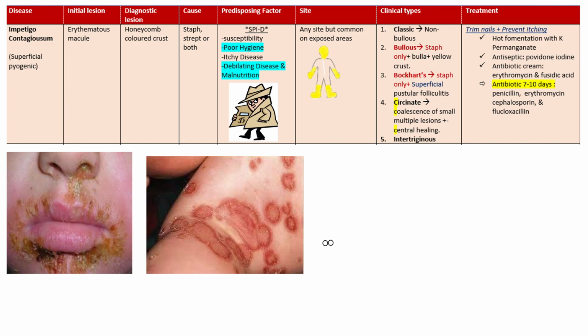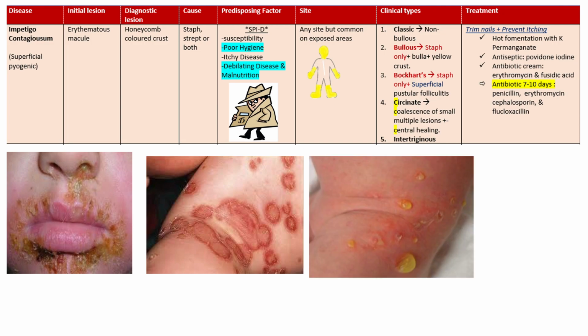Now let's move to the double B. We have bullous impetigo and Burkhart's impetigo, and in both of them we have a common item, that both of them are caused by Staphylococcus only. So Staph is the only pathogen for bullous and Burkhart's, and this is information that you have to memorize for your exam.